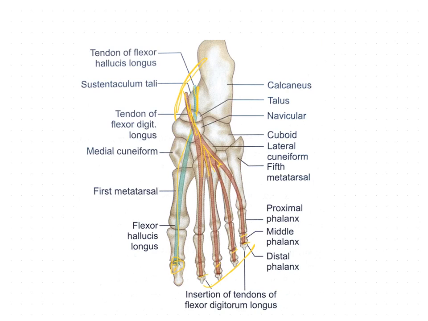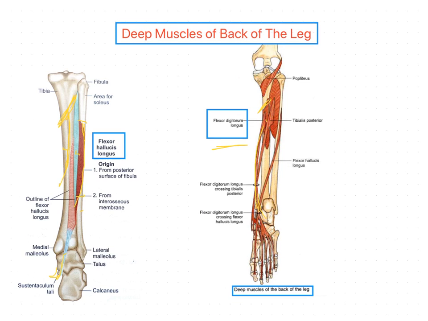These two muscles are supplied by the posterior tibial nerve. And if you see the action, the flexor hallucis longus flexes the great toe, whereas the flexor digitorum longus flexes the interphalangeal and metatarsophalangeal joints of the lateral four toes.